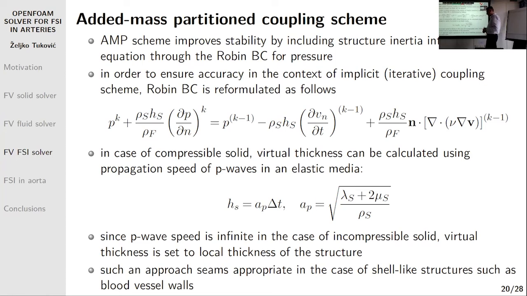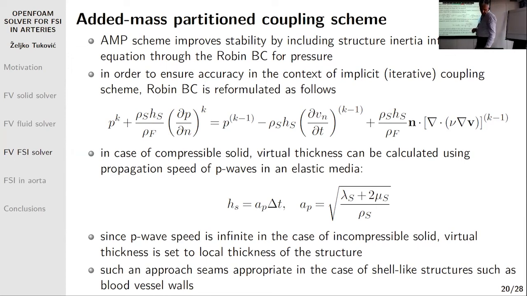But in case of incompressible solid, this P wave speed is infinite. So I decided to use local thickness of the solid. And this is, I think, appropriate for a shell-like structure like aorta. So this is what I do now.